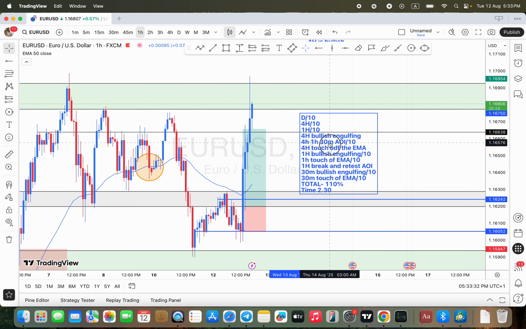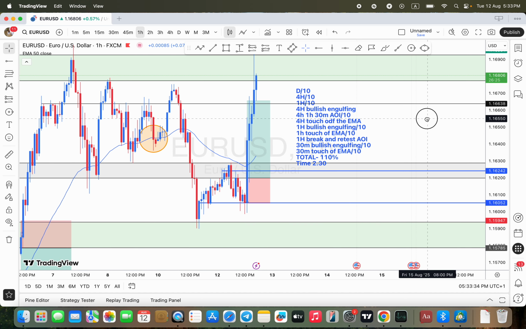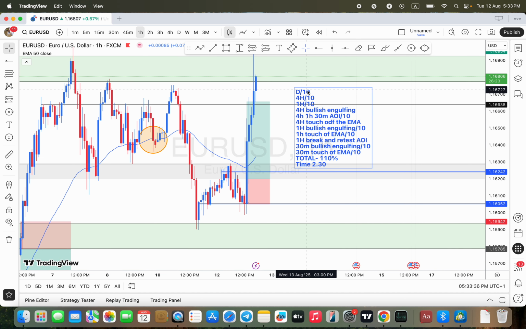It was my confluences that I used in taking this trade today. So those 3 time frames already have given me 30% of my confluences. I'm already 30% up. Then the 4 hours, which is one of the major time frames that I use in trading, was also giving me a bullish engulfing.